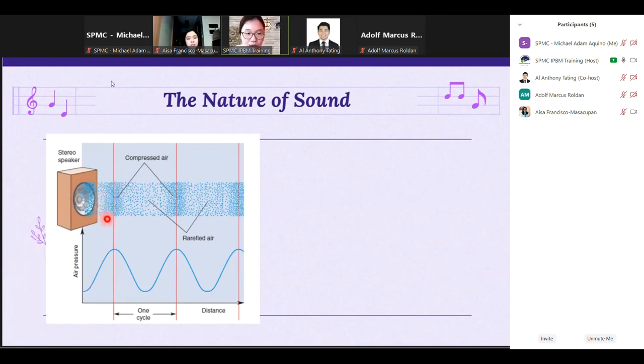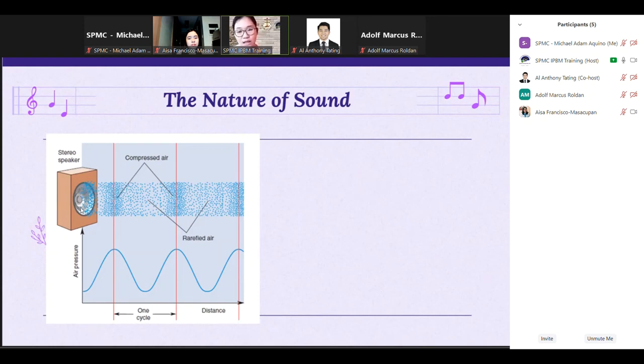So if you notice here, the air is more compressed. And then when it moves backward, the air is rarefied or decompressed. So these changes in air pressure are transferred away from the speaker at the speed of sound, which is about 343 meters per second. So this is basically how sound is produced.